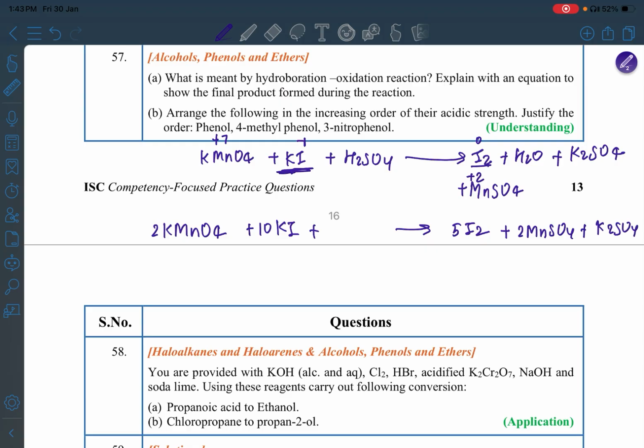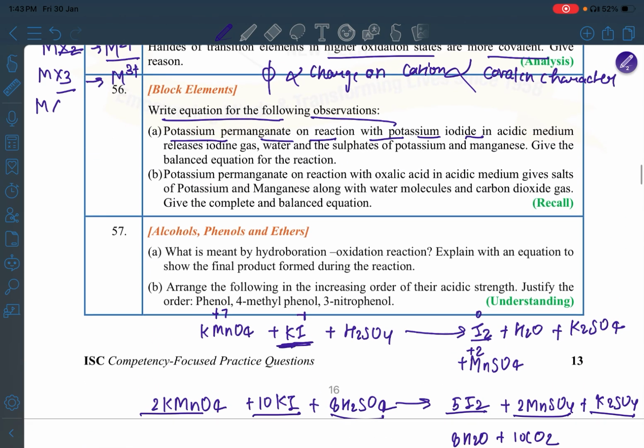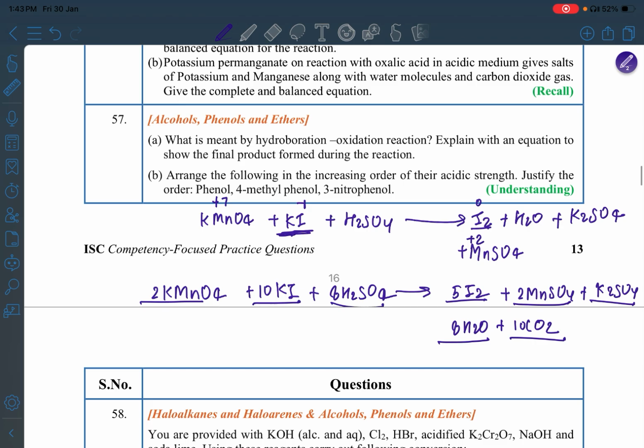Now we have water as well. So here it is 8 water, and for 8 water we have to write 8 H2SO4. So this is the balanced chemical reaction: 2 KMnO4 plus 10 KI plus 8 H2SO4 give us 5 I2, 2 MnSO4, 6 K2SO4, 8 H2O. This is the first reaction. Now I hope you wrote the reaction.